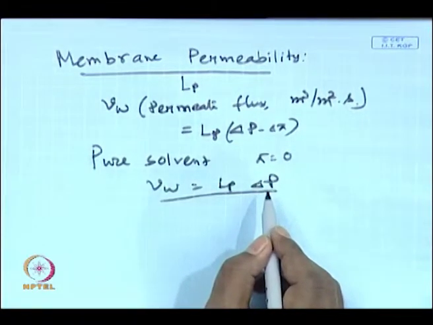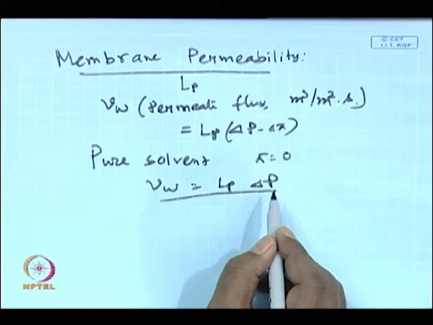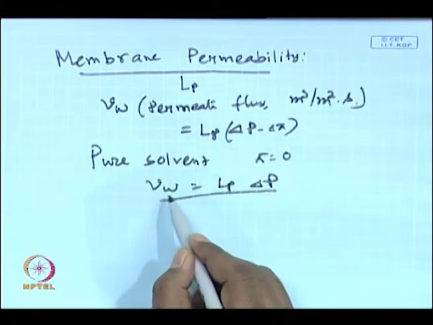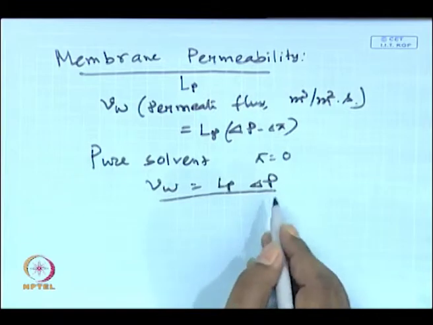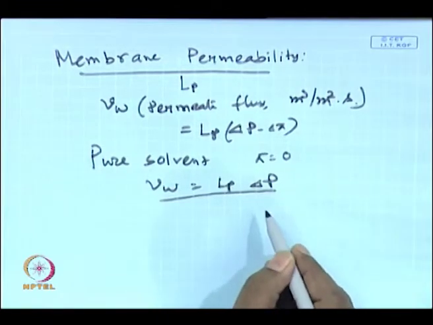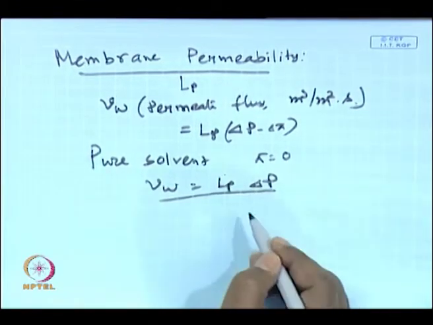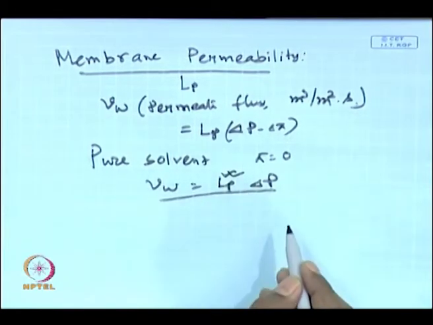Okay. This is known as a phenomenological equation. Phenomenological equation means any phenomena in this universe can be explained such that the flux is proportional to a driving force. Okay, that is a phenomena. Now once you know this definition, it is very simple to find out the membrane permeability. What to do?